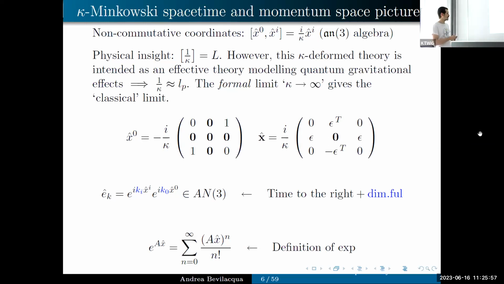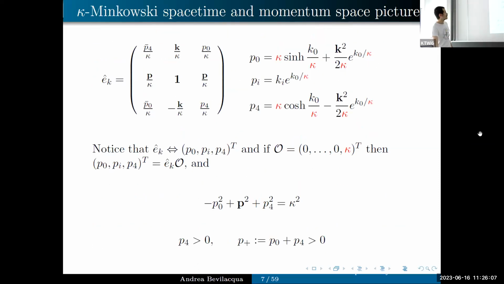So what do we do? We have the exponents. We just compute them. This is just the definition of the exponent of an operator, and these are just simple matrices. So just plug them in. Oops, sorry for this. And when you finish the computation, you get this. Now, here P0, P, and P4 are given by these objects here.